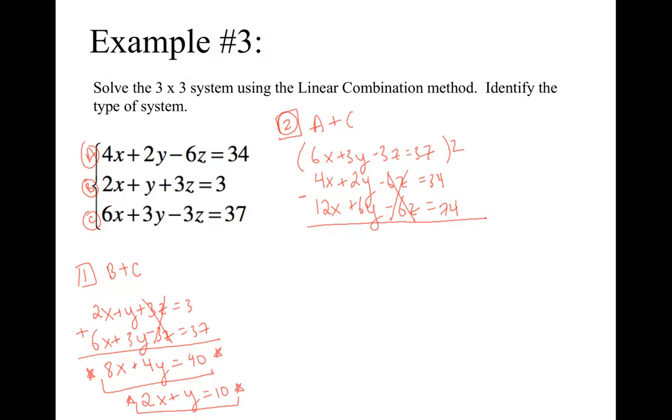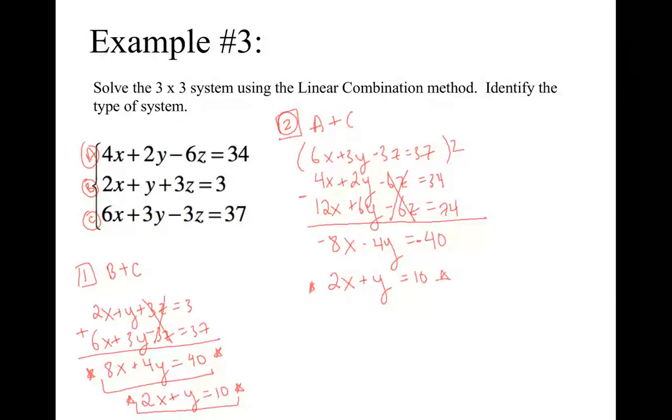Those go away. 4 minus 12 is going to be negative 8x. 2 minus 6 is going to be negative 4y. Equals 34 minus 74 is 40. Right? No, negative 40. So I'm going to do the same thing. I'm going to divide everything by negative 4. And I'm going to get 2x plus y equals 10.